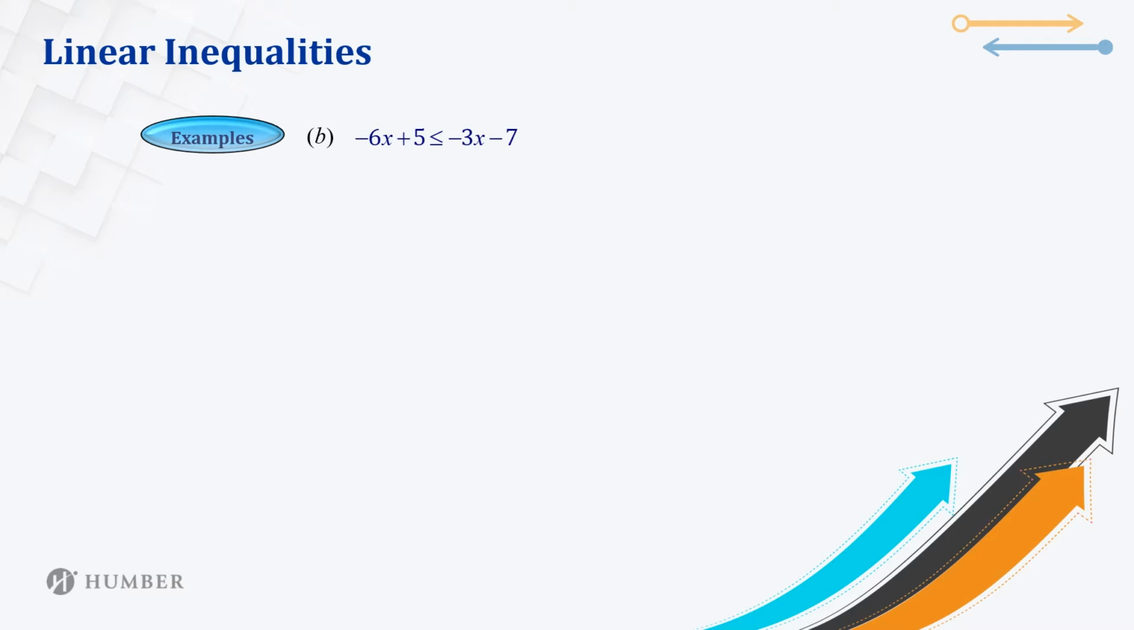Let's take another example. We first collect the x terms on the left side and constant on the right side to get negative 3x is less than or equal to negative 12. Next, we divide both sides by negative 3 to isolate the x on the left side. Since we divided both sides by a negative number, make sure to change the direction of inequality symbol. We have the final answer as shown, as well as in interval notation.